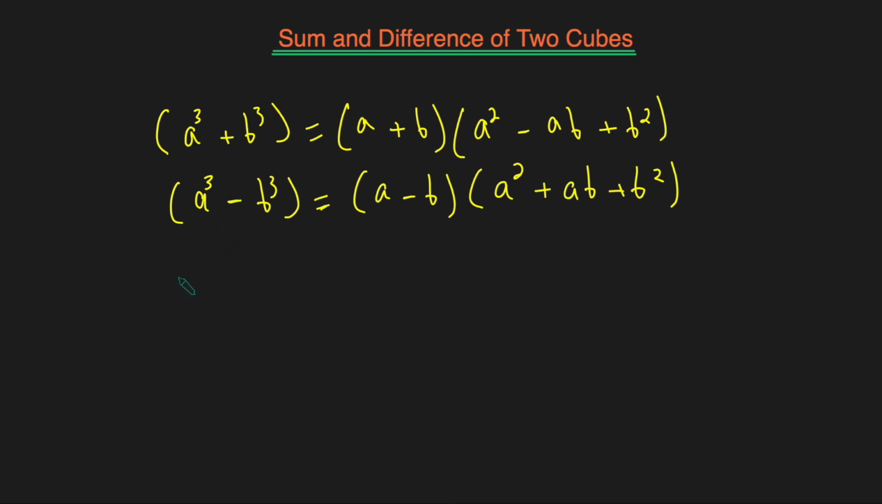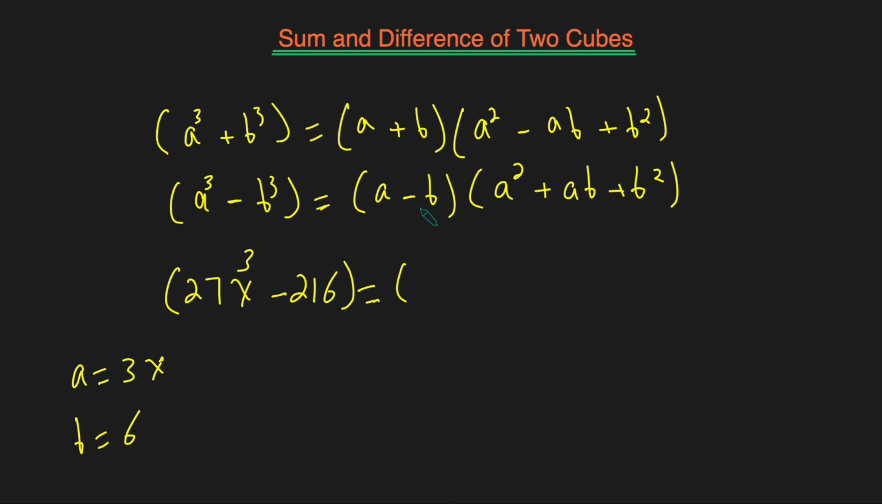Now let's do an example of a difference of cubes. Let's do something like 27x cubed minus 216. Okay, so my a would be 3x. If you cube this, you're going to get 27 for the 3, and you're going to get cubed for the x. In 216, my b is 6. 6 cubed is 216. So this is going to be, remember my negative sign is in the first bracket.